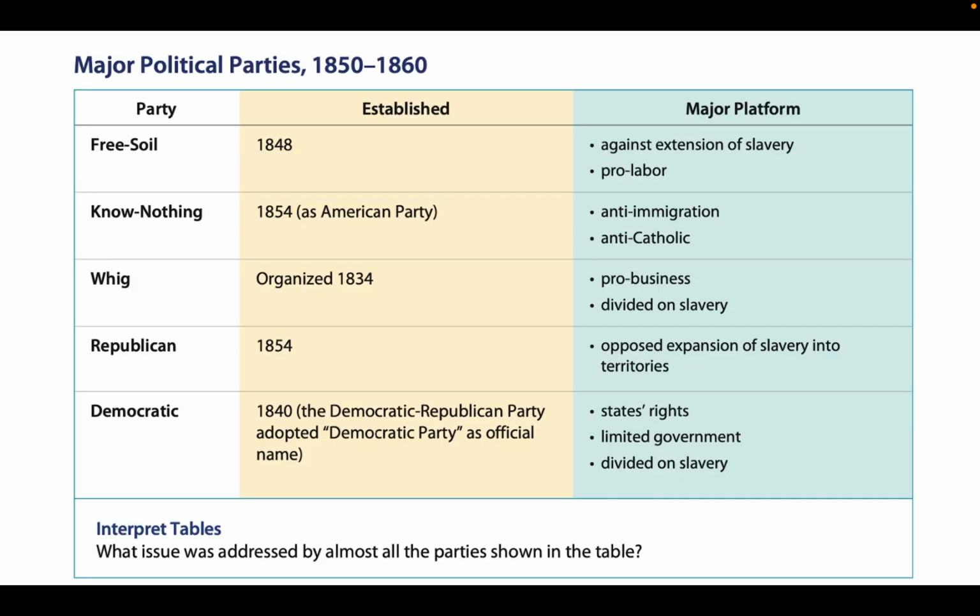So this is a helpful list just to show you the different parties that existed and how they come to power. The Democrats formed in 1854, as well as the Know Nothing Party. A few years later, they have the Free Soil Party, the Democratic Party, as well as the Whigs. And on the right-hand side, it lists some of the major parts of it.